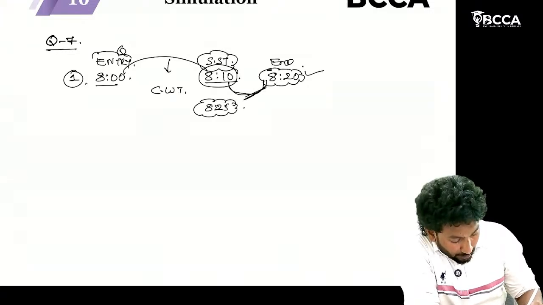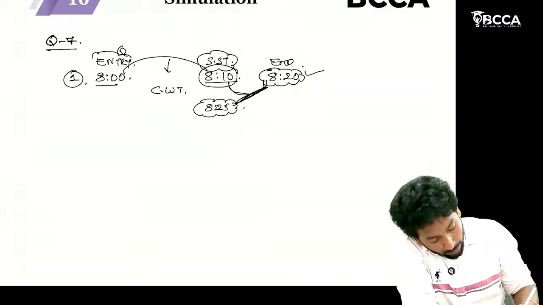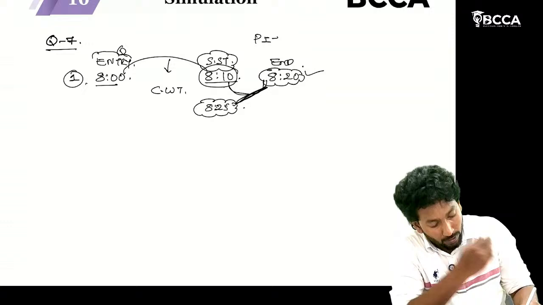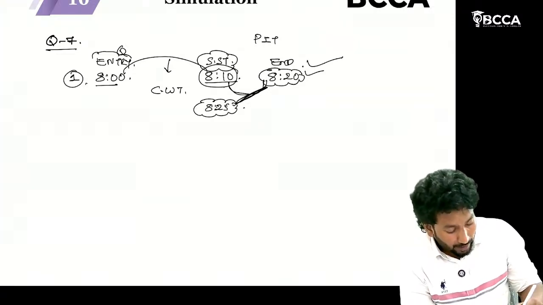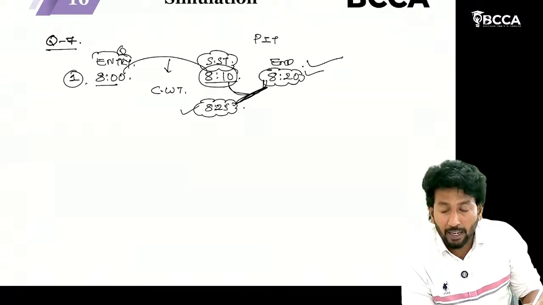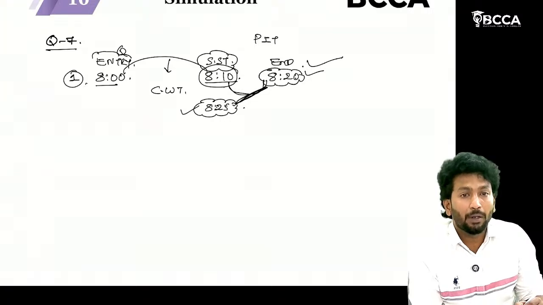So for this 5 minutes, pump idle time only. Okay, so for pump idle time, what we have to do is take the first customer's previous customer service end time and the current customer service start time. The difference between the end time of the previous customer and the current customer service start time is the pump idle time, sir.